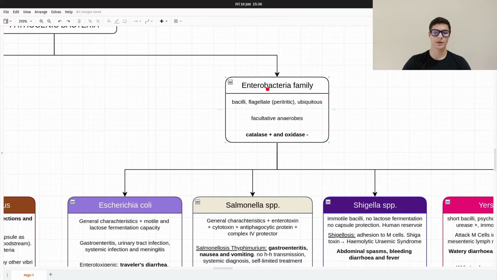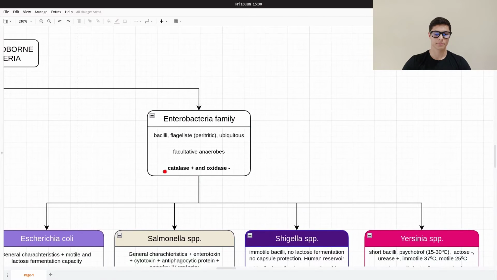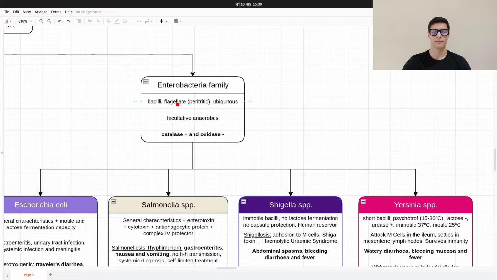Then we have the Enterobacteria family. Those are bacilli, flagellate, peritrichous. If you remember, peritrichous means the flagella all around the bacteria. Ubiquitous, that means they can be found everywhere, and they are facultative anaerobes. In this case, they are catalase positive and oxidase negative.